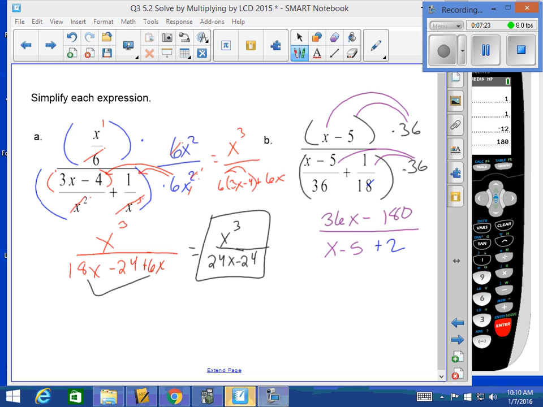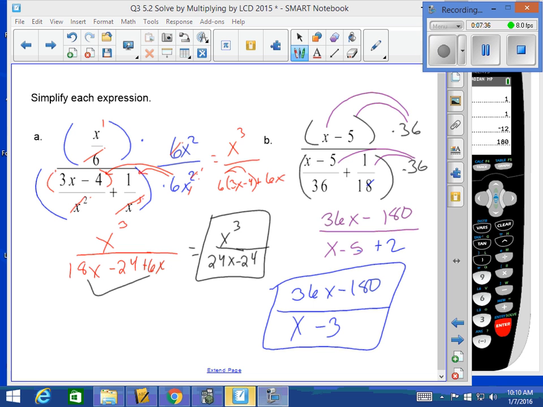Okay, now my denominator can simplify a little bit more. So 36x minus 180 over x, and then I could do negative 5 plus 2 and have negative 3. So that right there is my answer. If you wanted to, your numerator, we could have left it in the factored form where I would have 36 and then the parentheses x minus 5. So it doesn't matter if you have it this way or as 36 times x minus 5 for that numerator.